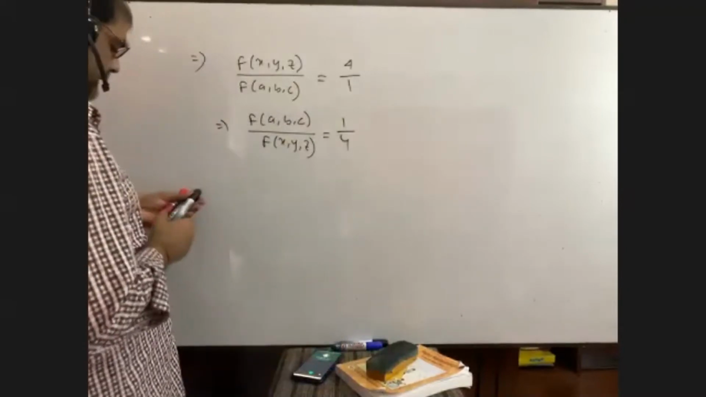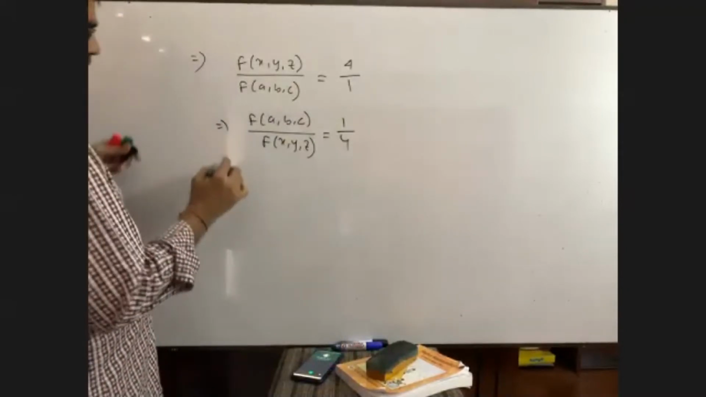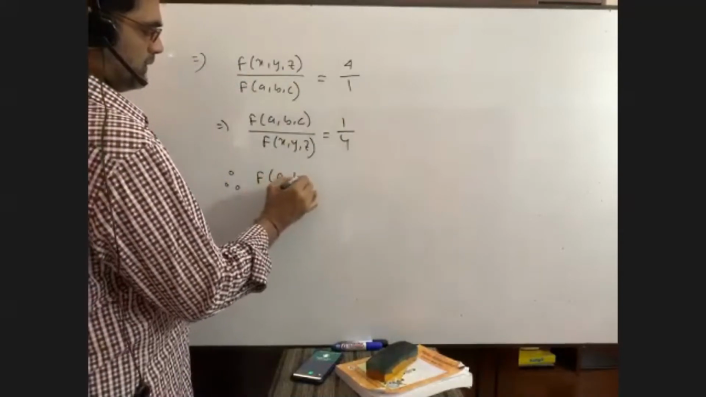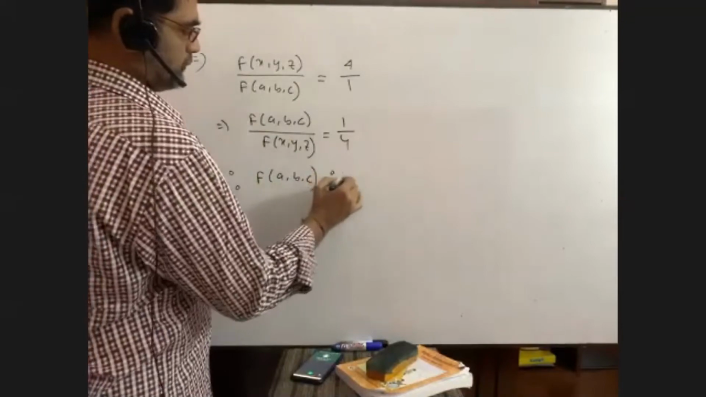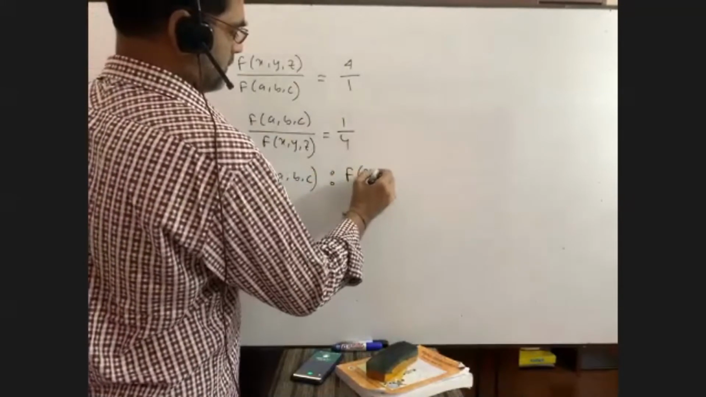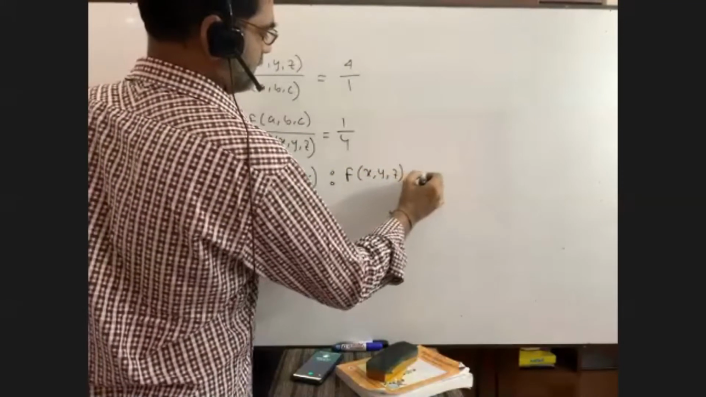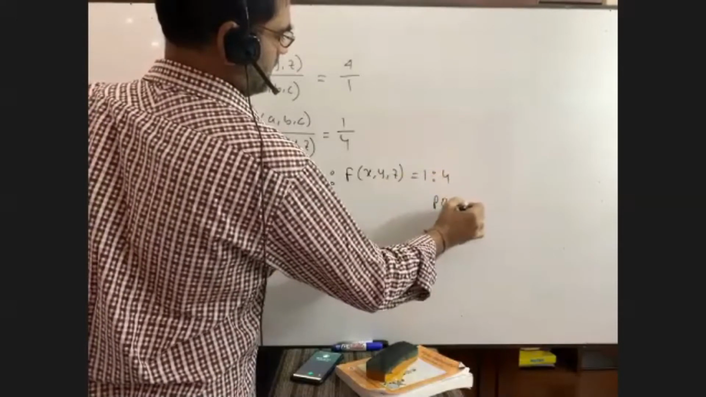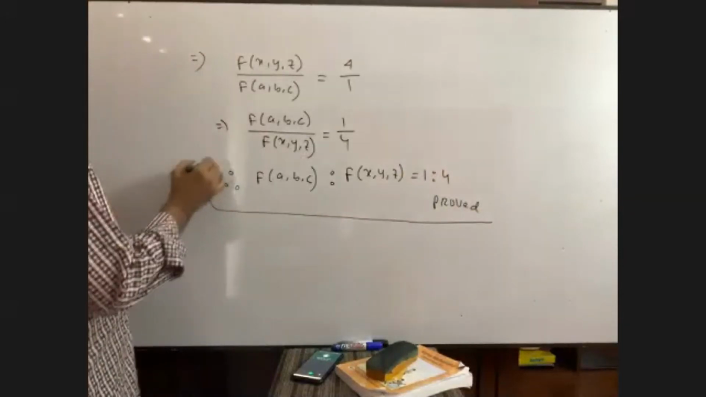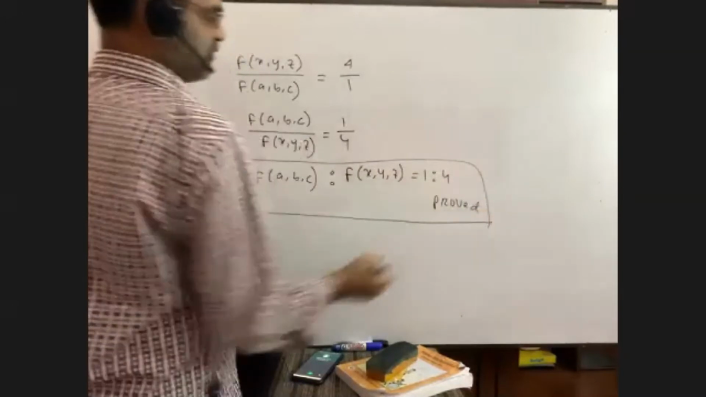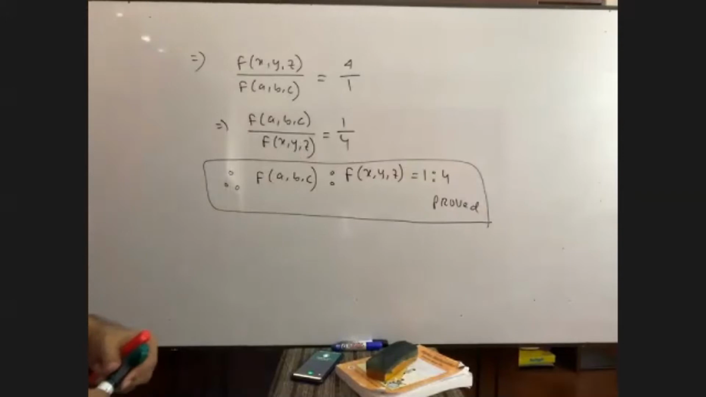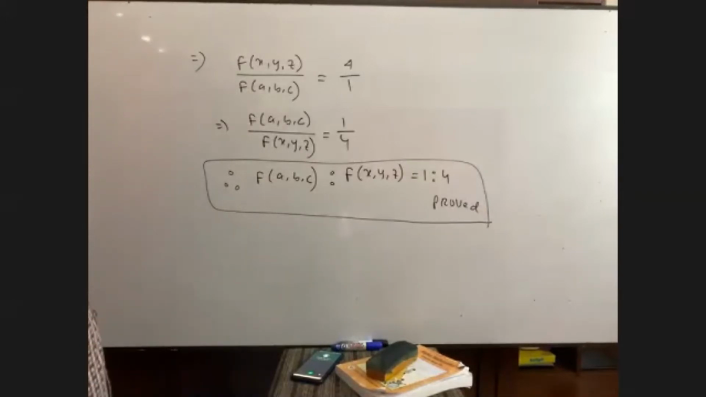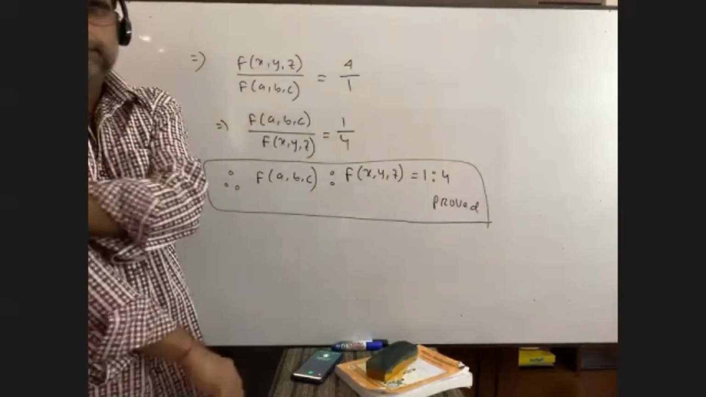Then we can write here, therefore, f of a,b,c is to f of x,y,z is equal to 1 is to 4. This math will be given in the exam. You can talk to me if you don't understand.